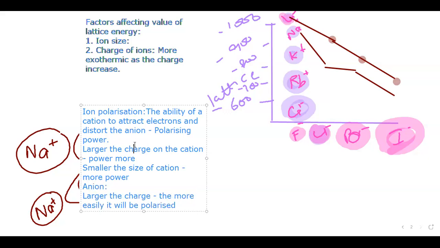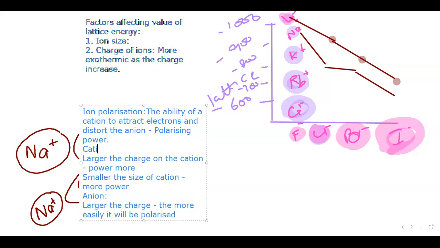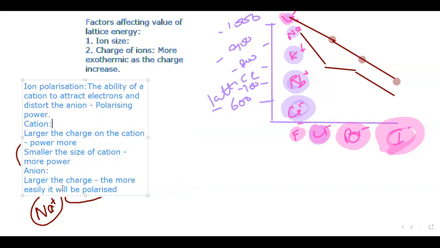This was for the cation. And this is for the anion, right? So for the anion, the larger the charge on the anion, the more easily it will be attracted, the more easily it will be distorted. Hence, the more easily it will be polarized.